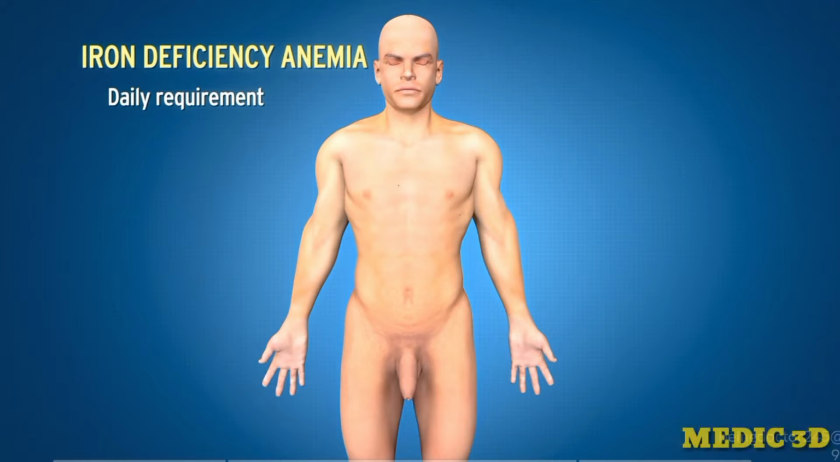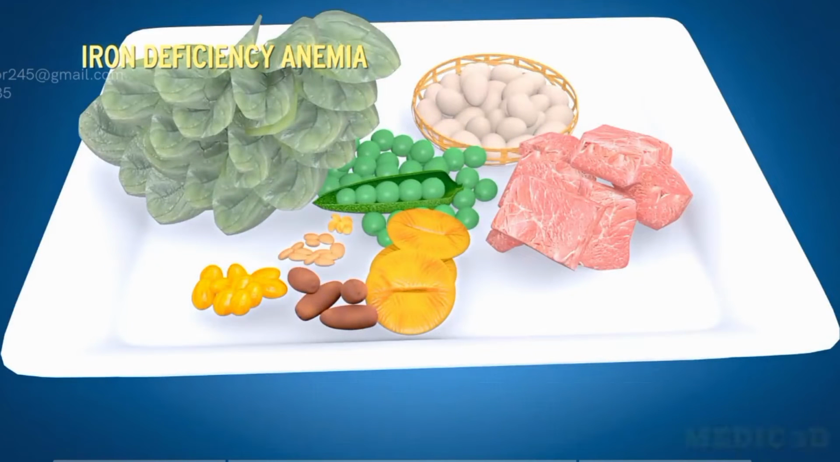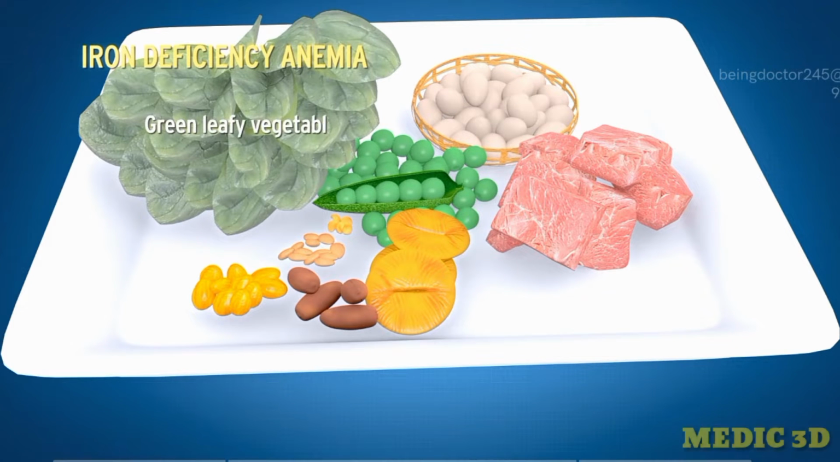Daily requirement of iron is lower in males, that is about 5 to 10 milligrams per day, as compared to females, which is 20 milligrams per day. Good dietary sources of iron are red meat, poultry, green leafy vegetables, dry fruits, peas, etc. Heme in animal products is better absorbed as compared to non-heme or inorganic iron found in vegetables.